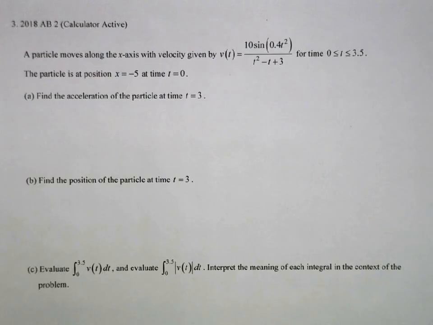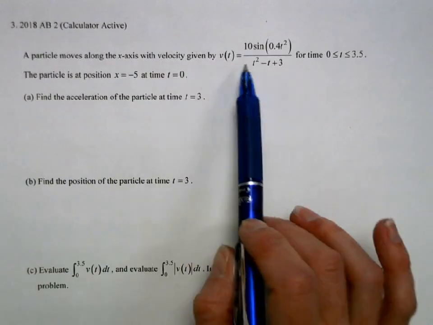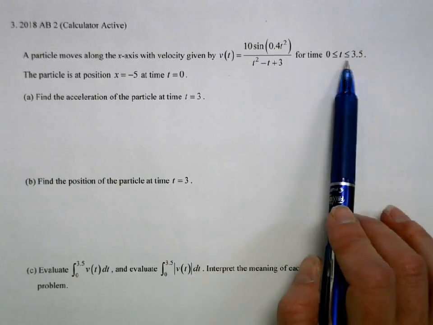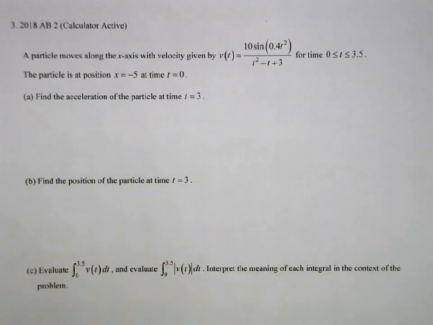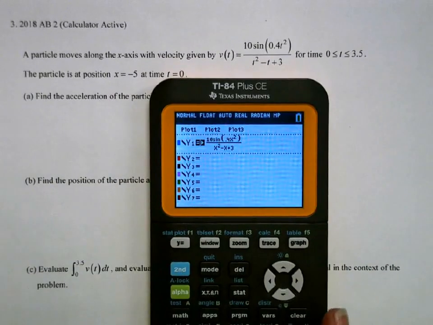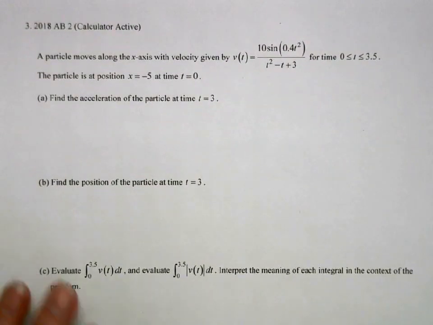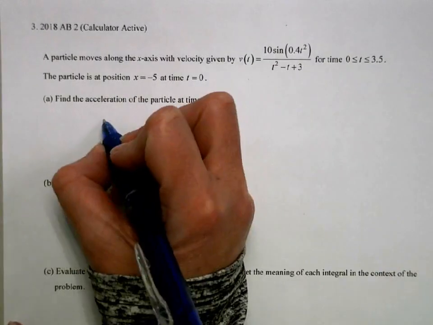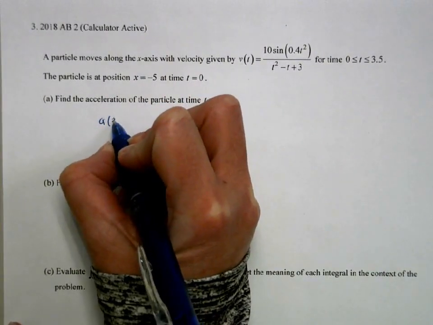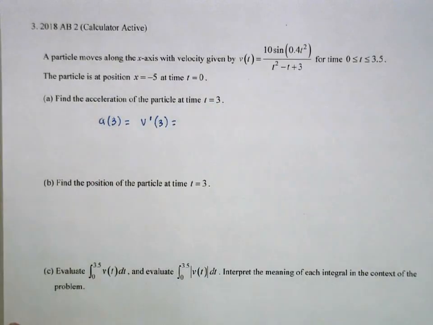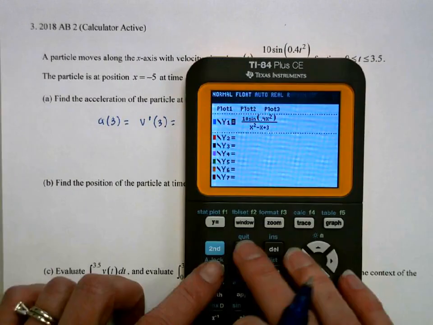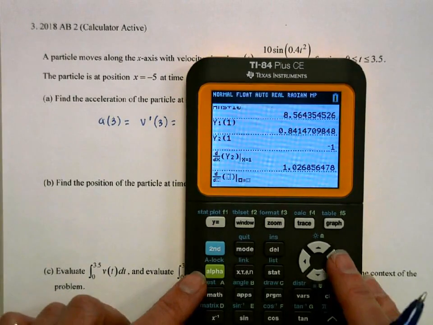So my last example, a particle moves along the x-axis with velocity given by that guy from 0 to 3.5. The particle is at position -5 at time t equals 0. So I have entered it into my y equals, so we can do all our good things. So find the acceleration of the particle at t equals 3. Acceleration at 3 is going to equal the derivative of velocity at 3. So do the derivative, y1 at x equals 3.